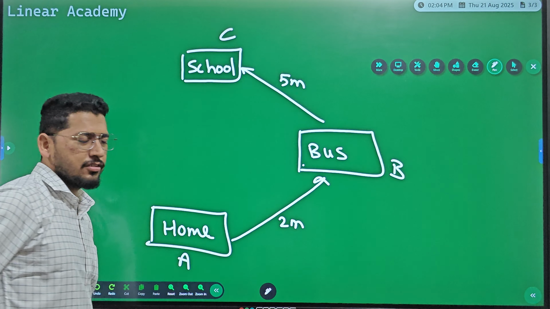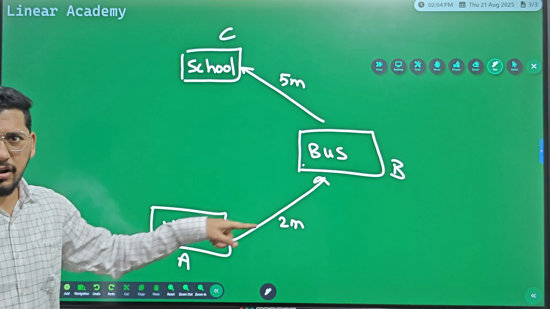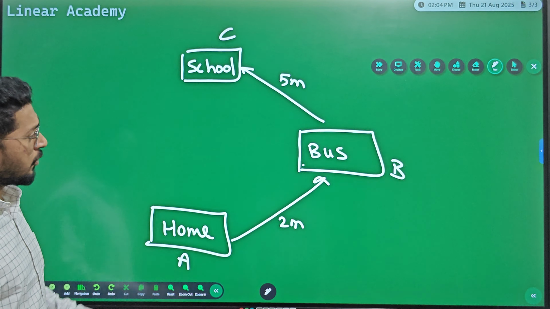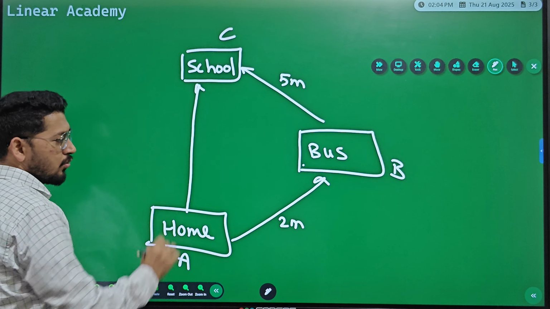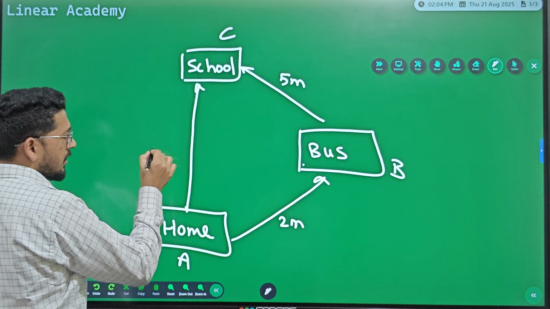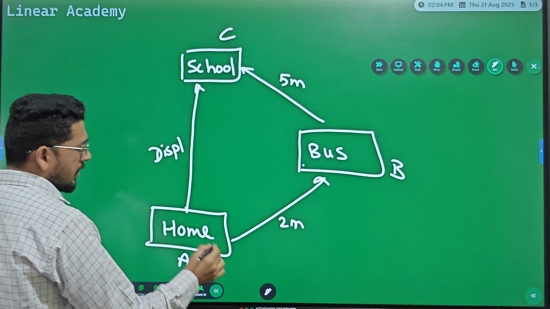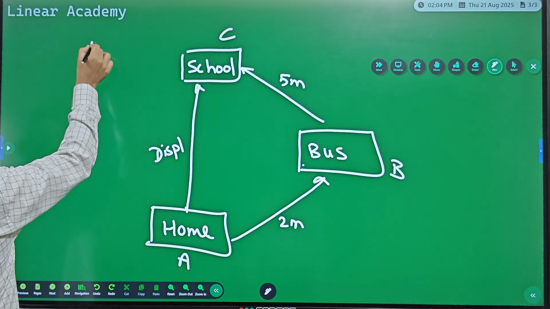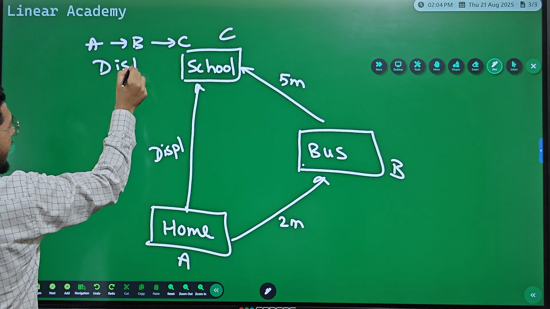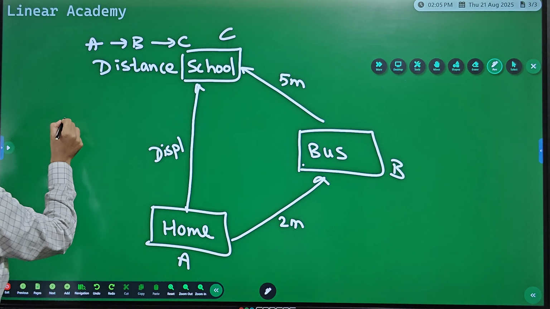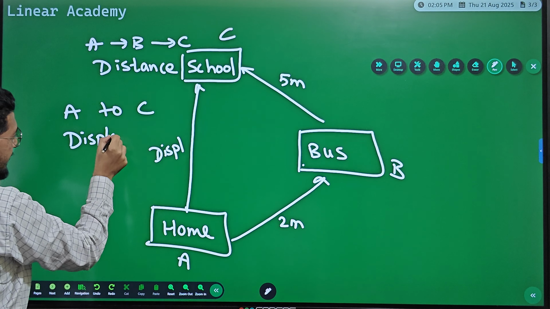So in total how much distance are you covering? 7 meters. This is called distance. If I want to make it displacement, we take the shorter path, that is home directly to school, which is a shorter distance, called displacement. So if I move from A to B, then B to C, that is distance. If I move directly from A to C, that is displacement.